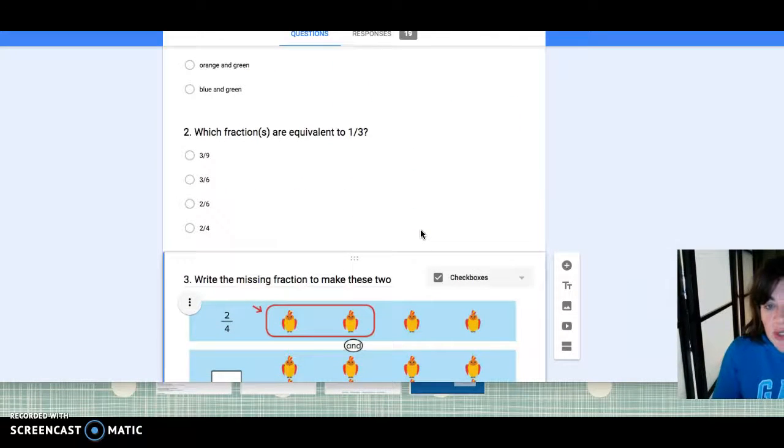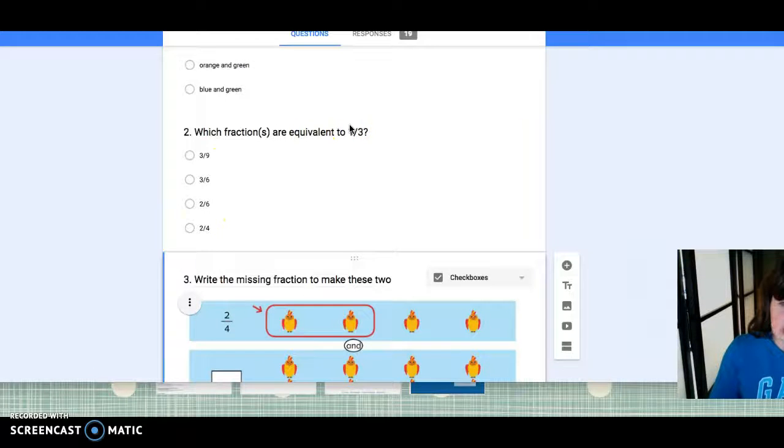The next question was, which fractions are equivalent to 1/3? In this question, some of you selected 3/9 and 2/6, and some of you selected only one of those. Any one of those would work, but really, this is the key here. This S in the brackets shows that there could be more than one answer. So I was really looking for you to choose both of these.